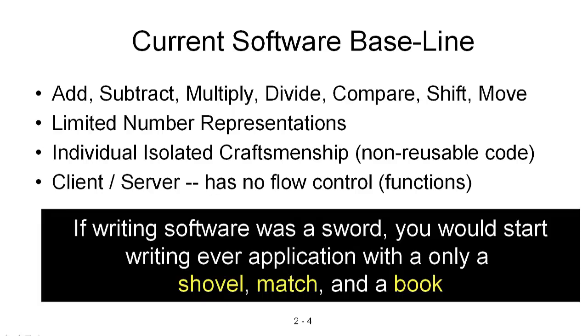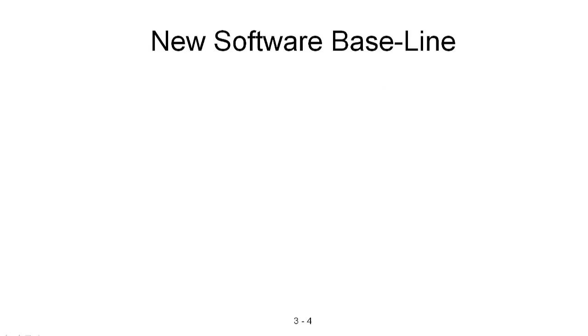So if you're writing software and you think it's a sword, you would start every application with only a shovel to dig up some material, copper, aluminum, or something. You have a match so you can start a fire and somehow forge this into a block and bang it out, and then you have a book. This is how you dig up the material you need. And so every application is an individual craftsmanship. We start literally at digging up the dirt, building our logic, and we don't really get anywhere with this. So I want a new software baseline. This is what I want to go to, a new technology.